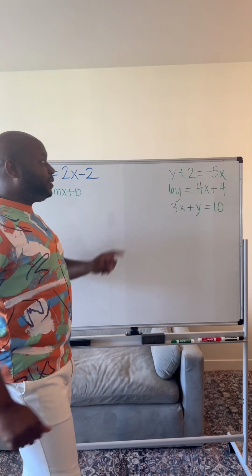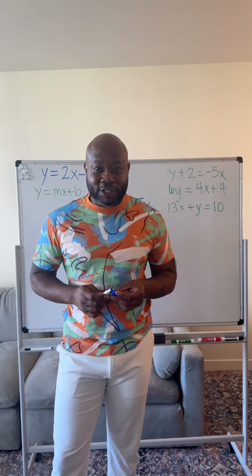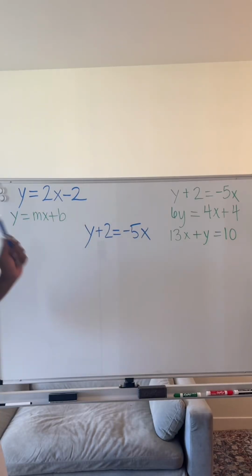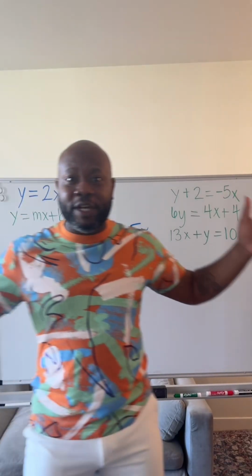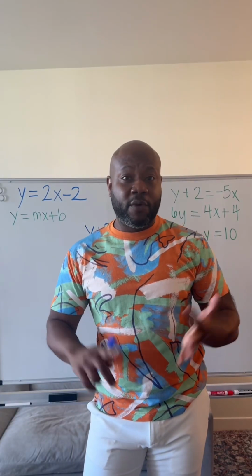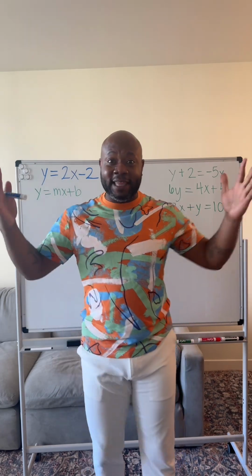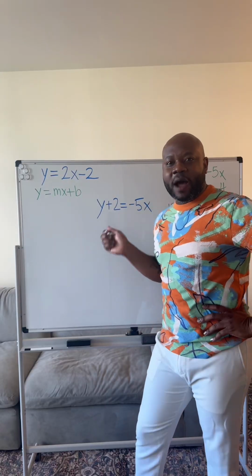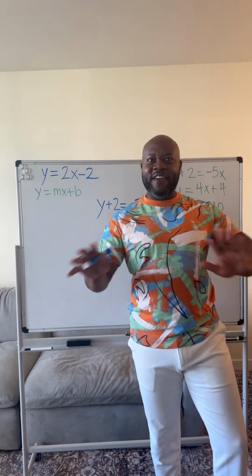Coming to the stage is y plus 2 equals negative 5x. Now I want you to pay attention to one important detail. Here, we know that y is all alone. That's our goal. When you're dealing with equations, this also works for multi-step, one-step, and two-step equations. When you're solving for something, that means you need to isolate it. So in this case, we're solving for y.